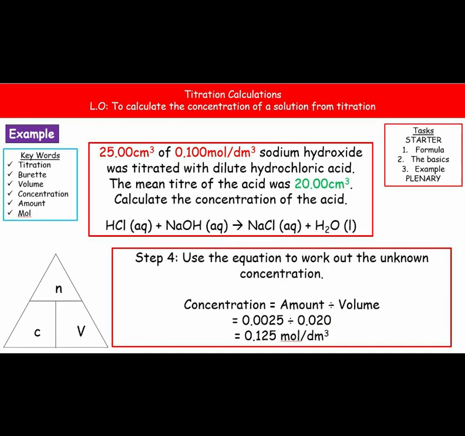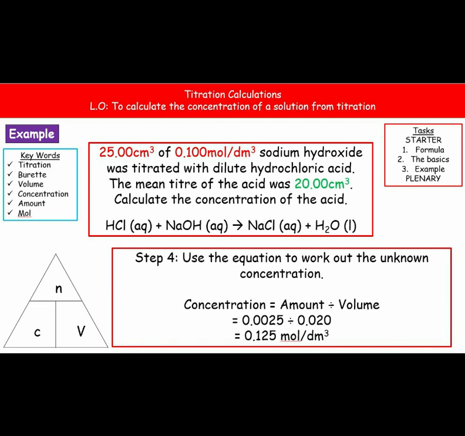The last thing we need to do then is go back to that formula that we used at the beginning, and we're going to rearrange it this time to find our unknown concentration. So hopefully we do know that we can use that triangle method, so you cover up the thing you want, in this case the C, and that gives us N divided by V, so the amount in moles divided by the volume.